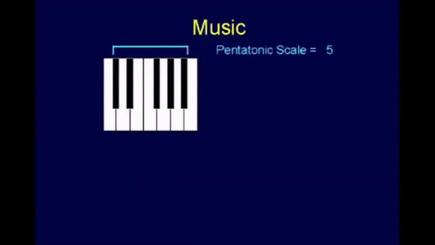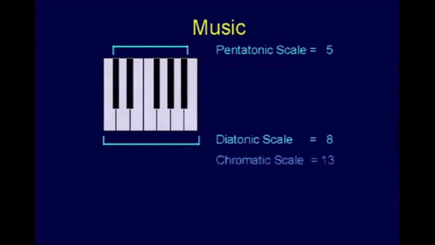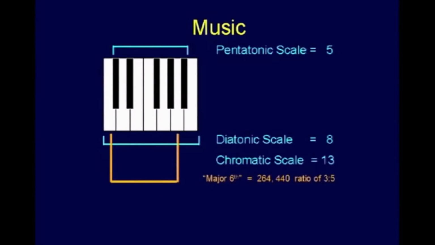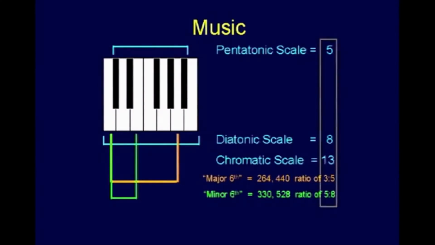Okay, you've got 5 keys that are the pentatonic scale, right? You've got 8 that are called the diatonic scale. Those are Fibonacci numbers. You put them both together, you've got a chromatic scale, 8 and 5 together. A major sixth, which is considered, for strange reasons, beautiful, is a ratio of frequencies. That's 3 to 5. And a minor sixth is, again, a ratio of... These are all Fibonacci numbers, all through music. For some reason, it works.